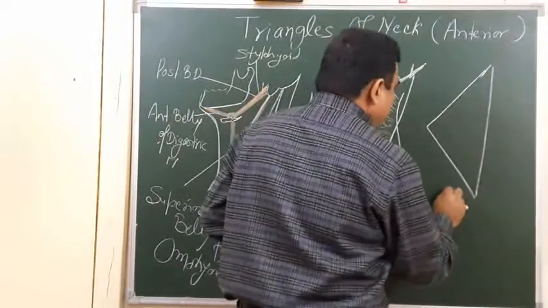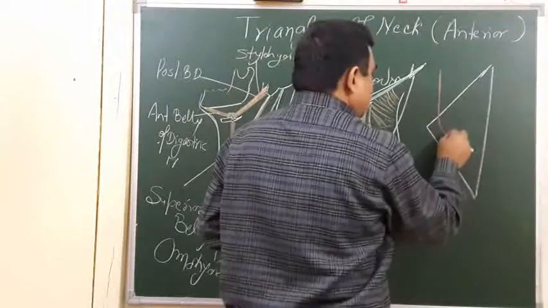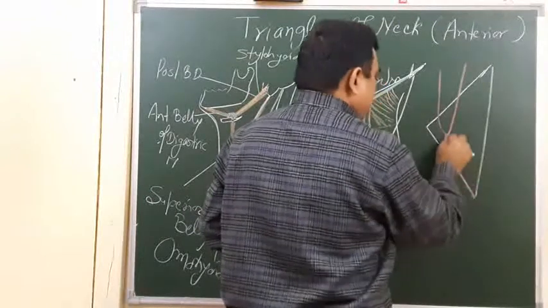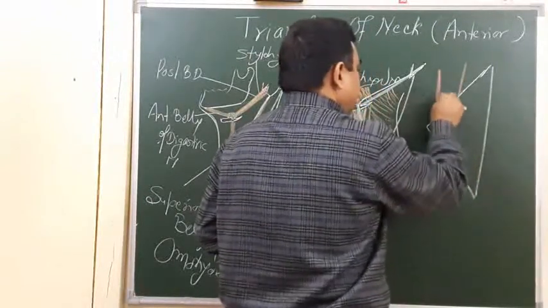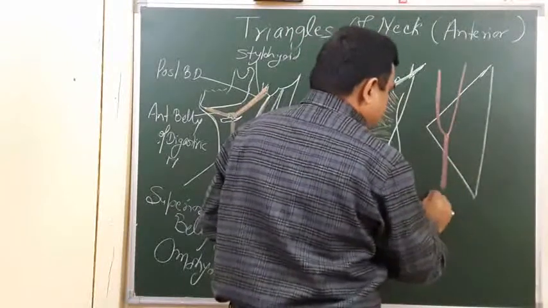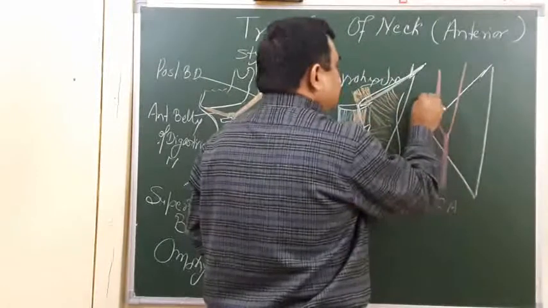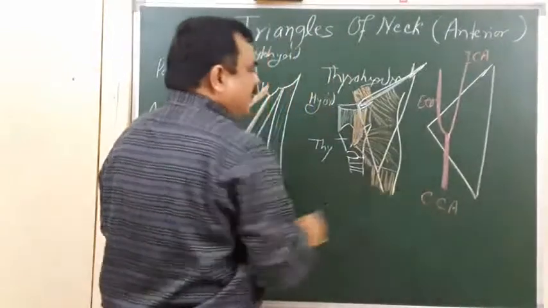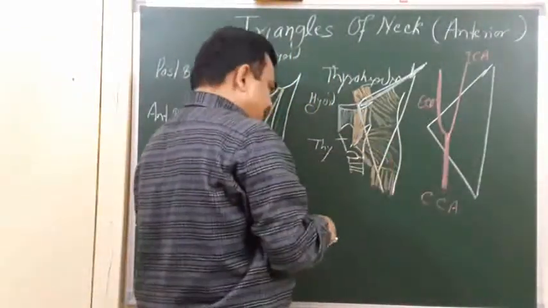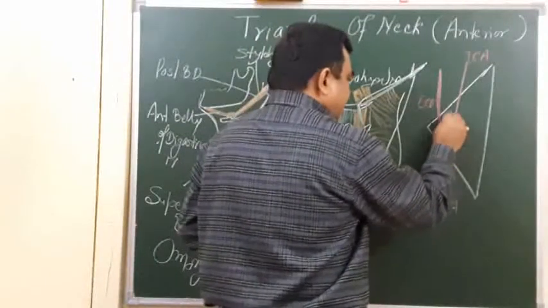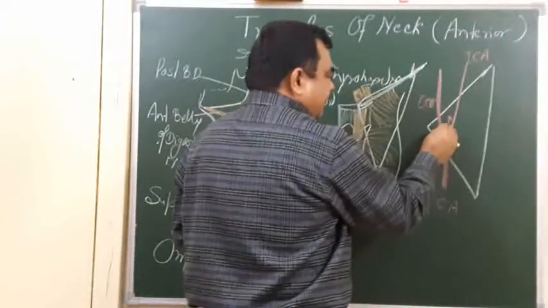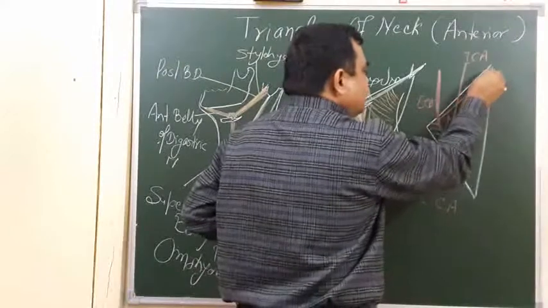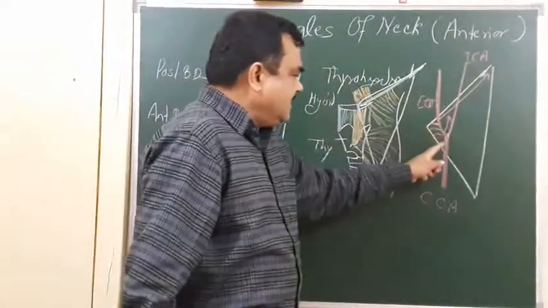Here is the common carotid artery, which divides into the external carotid artery and the internal carotid artery. This is the common carotid artery. And this external carotid artery gives five branches here: ascending pharyngeal, superior thyroid, lingual, facial, and posteriorly the occipital. So these five branches arise in this triangle.